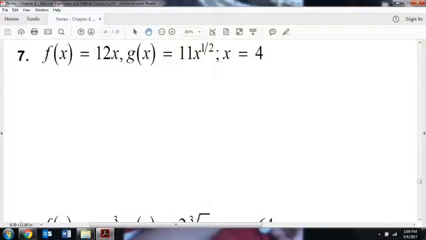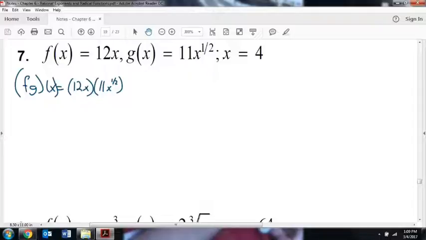Okay, number 7. Number 7, again, we're going to multiply on one side and divide on the other. So I'm going to start off by doing fg of x equals, I'm going to do 12x on one side. Then we'll multiply by the g of x. It's 11x to the 1/2.